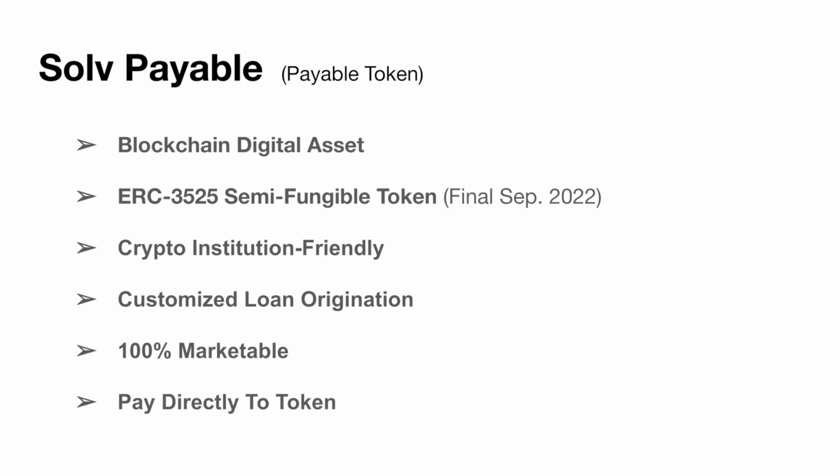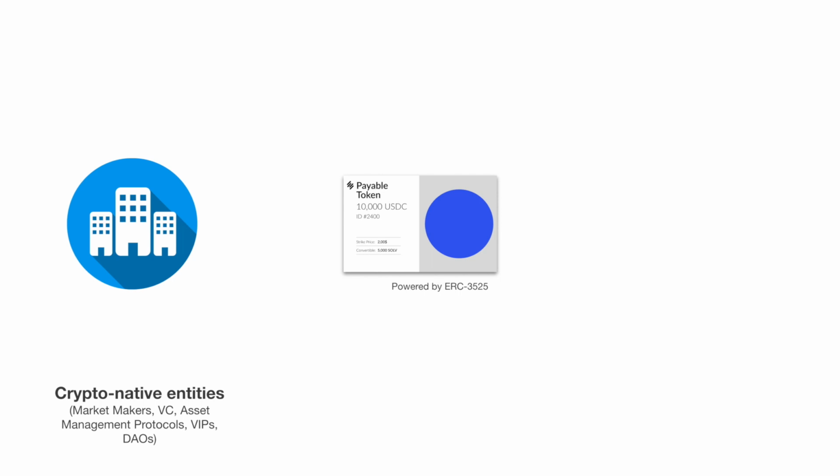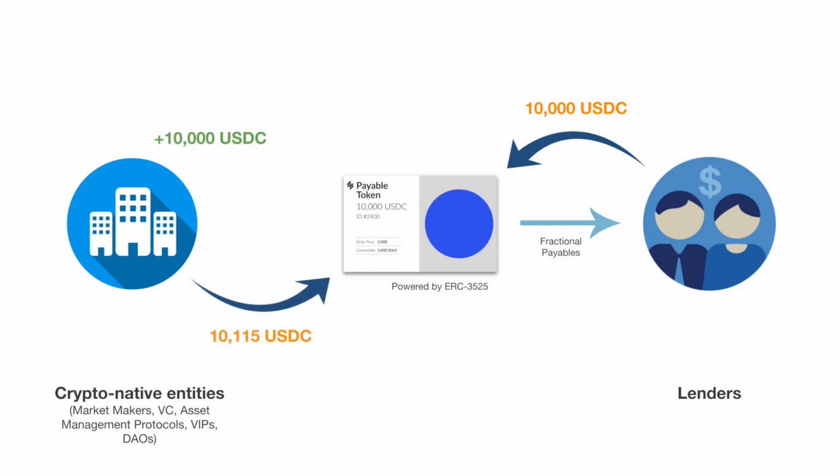later through the token. Crypto-native institutions, like market makers, can borrow assets by issuing a payable token on Solv and use the proceeds to provide liquidity to an exchange. Lenders who have purchased the payable receive the right to redeem their investments later. Once an underwriter or Solv matches the borrower's capital needs with the right lenders, the borrower can go ahead and issue a payable token to get their financing.